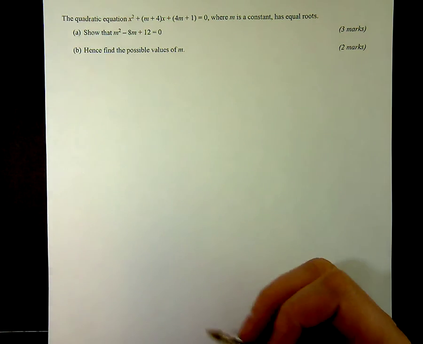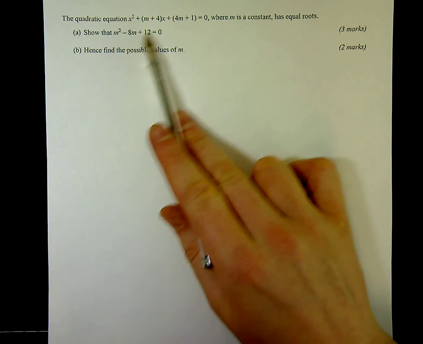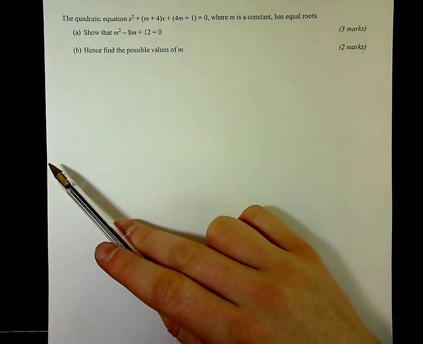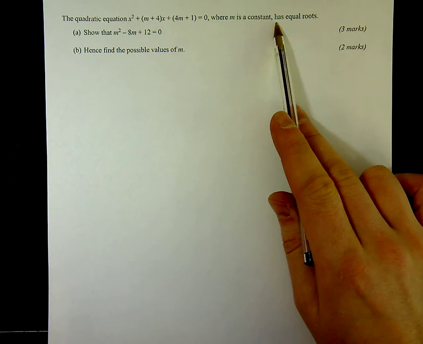Okay, this video is looking at solving a problem with a quadratic equation, which we have up here, where we have a coefficient of x of m plus 4 and a constant of 4m plus 1. And it gives us the important information that the quadratic has equal roots. That's your key into this question.